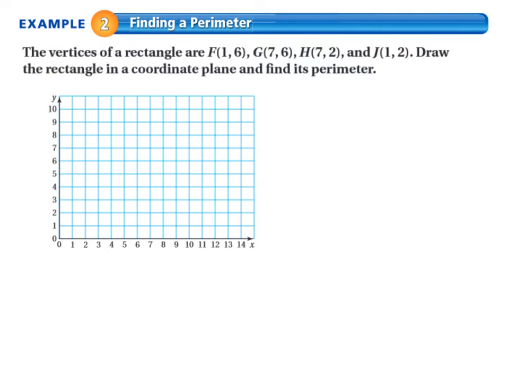Example 2. The vertices of a rectangle are the following. Draw the rectangle in a coordinate plane and find its perimeter this time. So we're going to draw it, and then we have a little job to do. So point F, I'm going to go starting at the origin just like before. I'm going to go over 1, up 6. And then for G over 7, up 6. Right there. And then for H over 7, up 2. And then for J over 1, up 2.